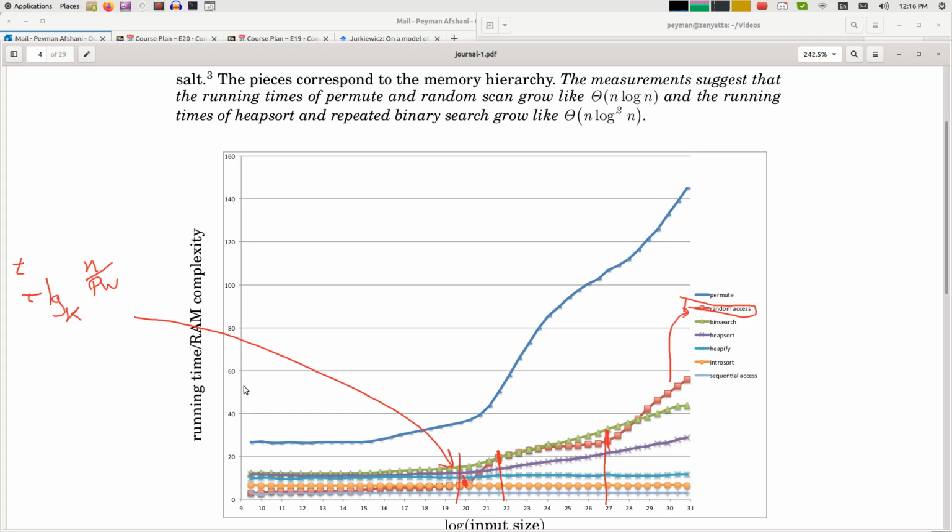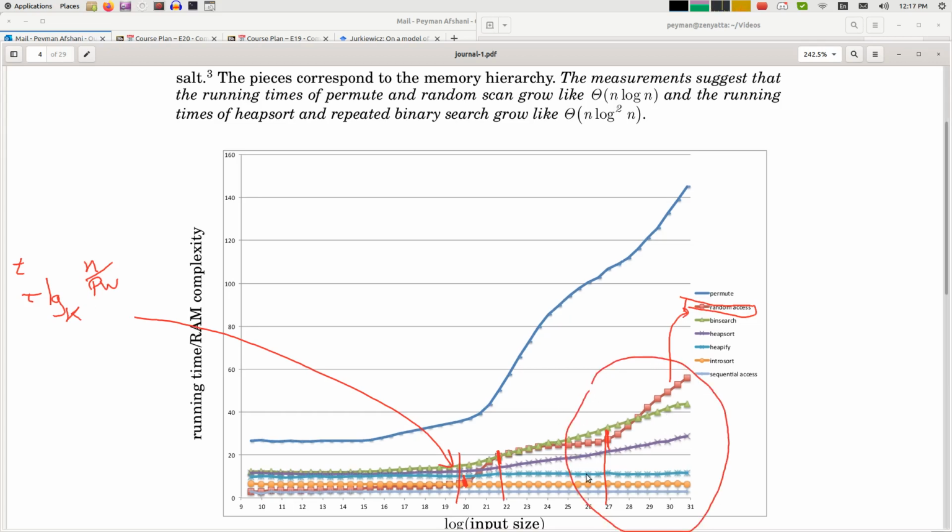I don't think they do this in the paper, but for this theoretical analysis to be 100% convincing, they need to show that this behavior is 100% consistent with what they claim. But at least it's interesting that the model predicts that the running time will get slower the larger n is, which is what we observe here. And at this part of the picture, there are no cache effects because these inputs are very, very big. It's like 2 to the 27.